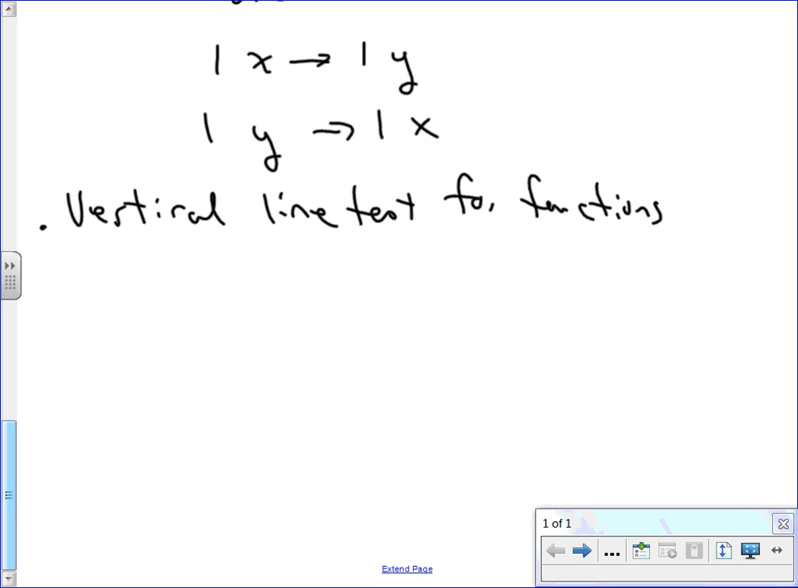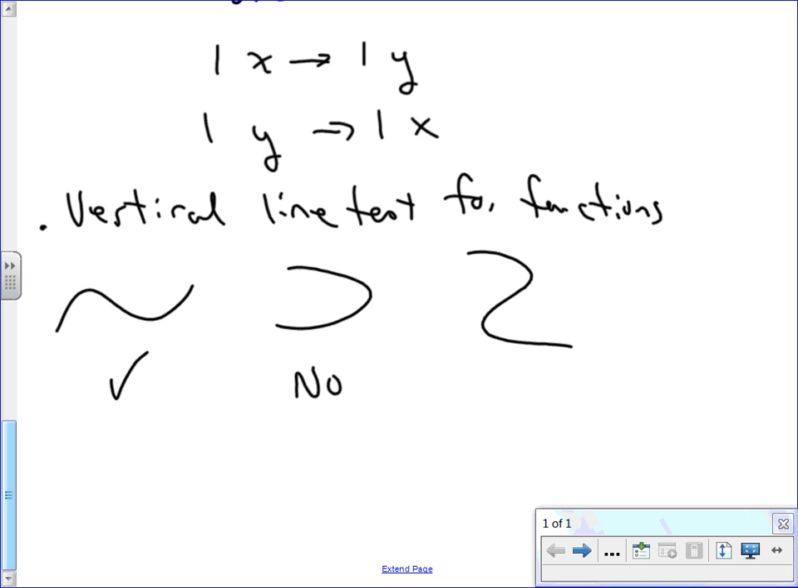Quick and easy way to take a look at a graph. Does this pass the vertical line test? Yes, this is a function. Does this pass the vertical line test? No, this is not a function. Does this pass? This is no. This is yes. These are whether they are functions or not.